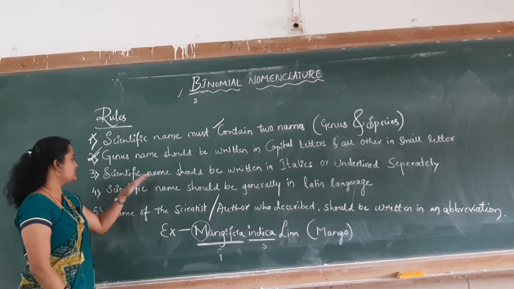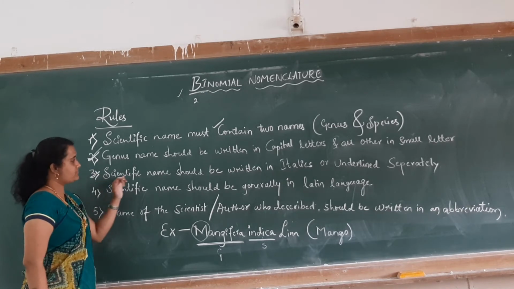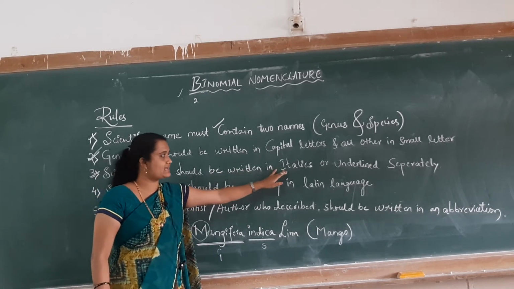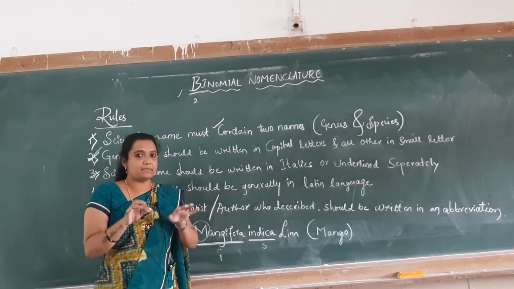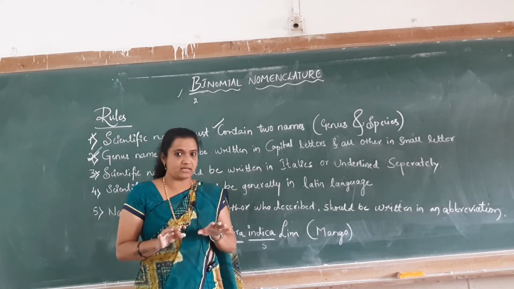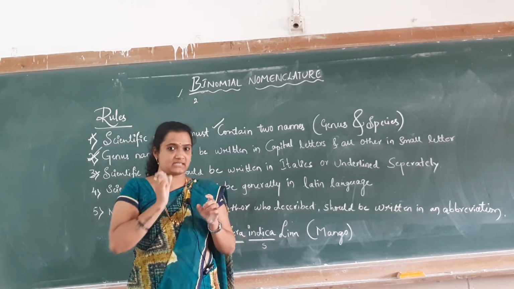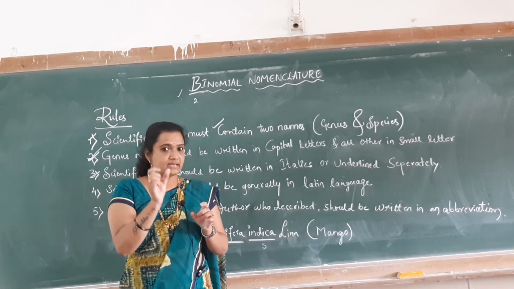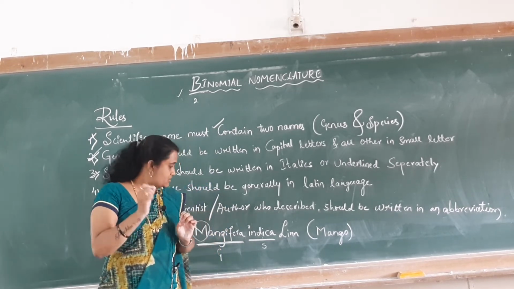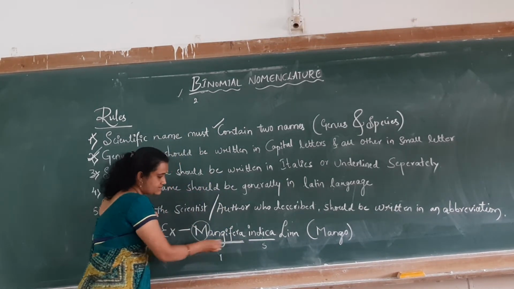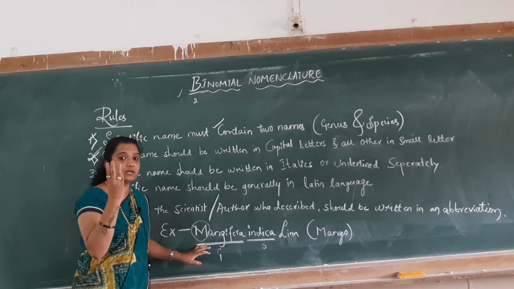Now coming to the third rule: scientific names should be written in italics or underlined separately. If you are typing the scientific names on a computer, you should make them italics. But if you are writing by hand, you should underline separately. This is the third rule.